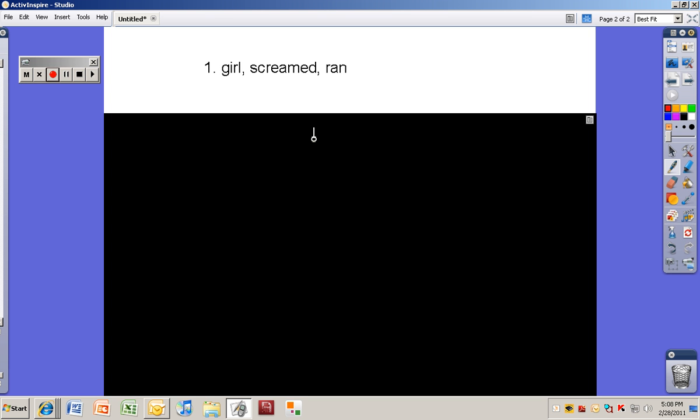So first, let's think of just a basic sentence using the words girl screamed, ran. How about the girl screamed and ran away? Okay, that's a good basic sentence. The girl screamed and ran away.